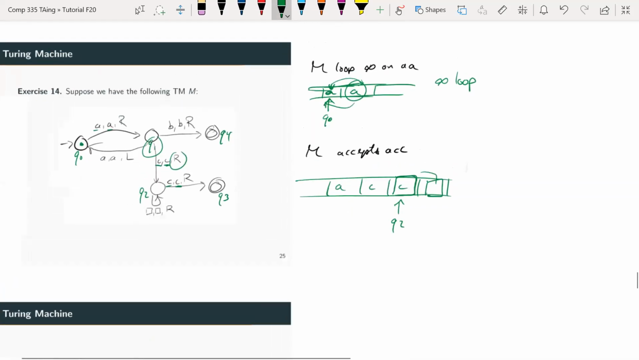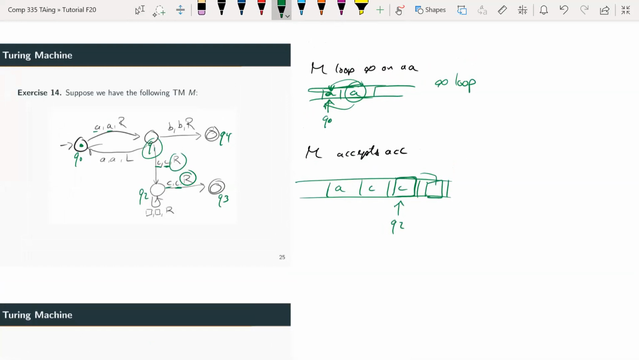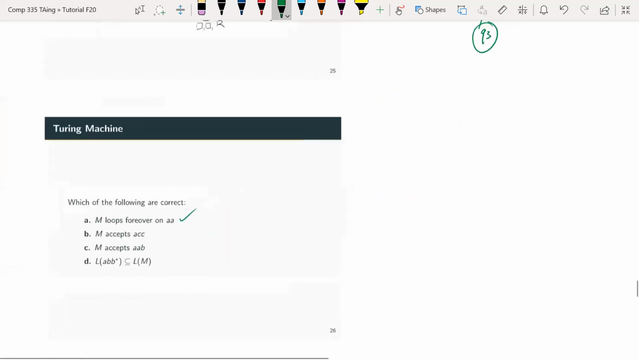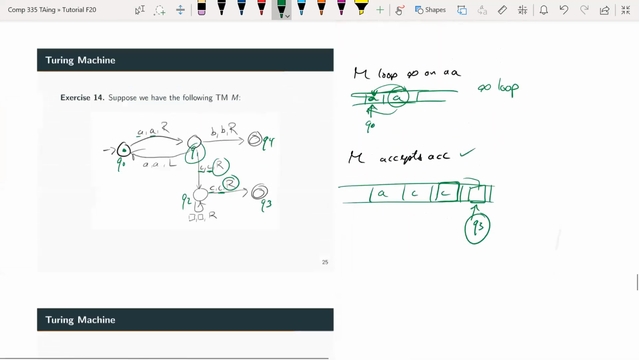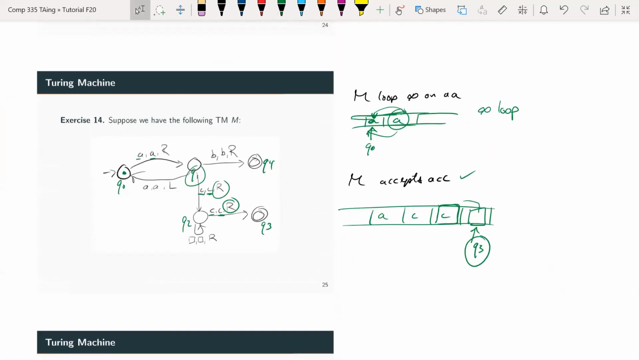And so because it's pointing at C, you read the C and you write a C, let me zoom in a bit, then go to the right. So that's what I'm going to do. I'm going to go to the right, end up in Q3. And because I've ended up in a final state, that means that ACC does get accepted. Okay, so the second one is also correct. All right, so hopefully that's clear so far.